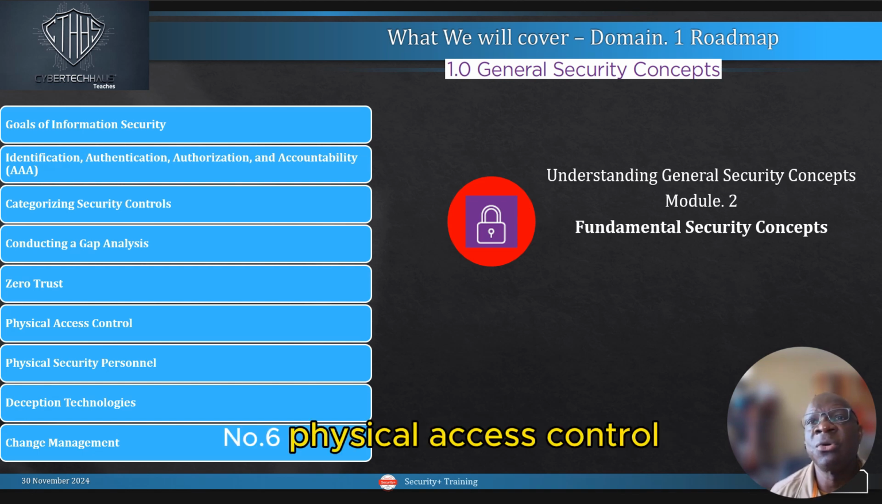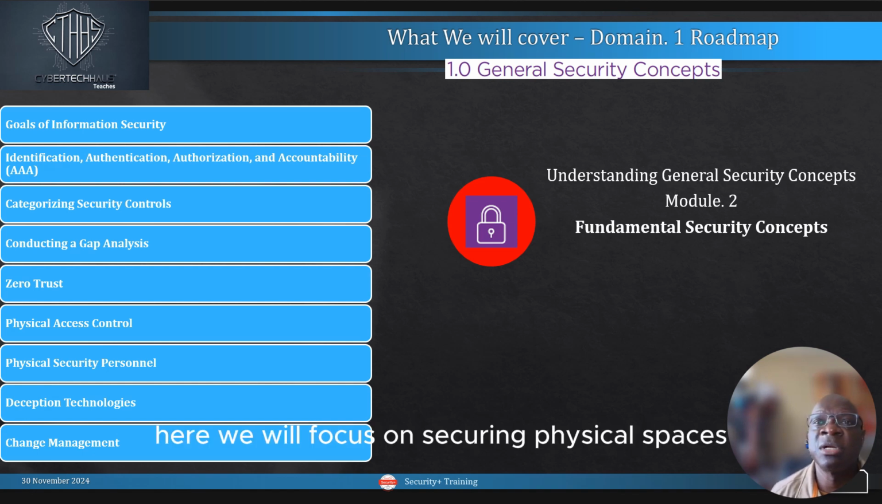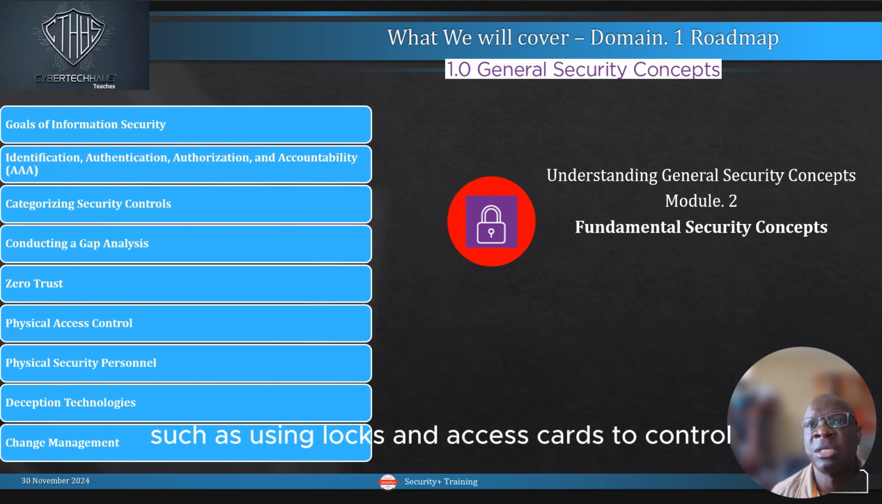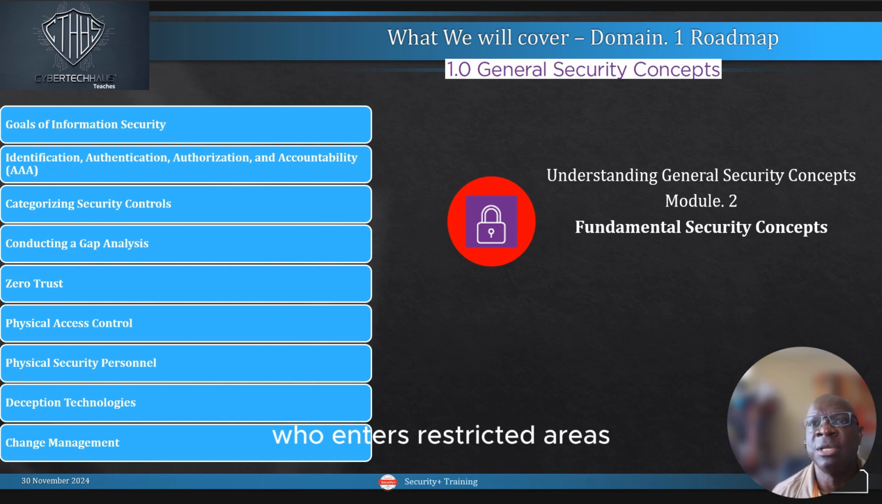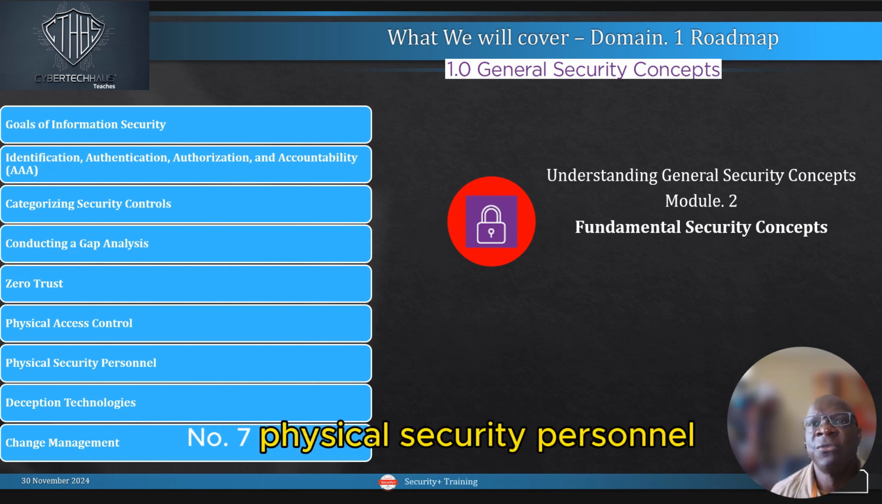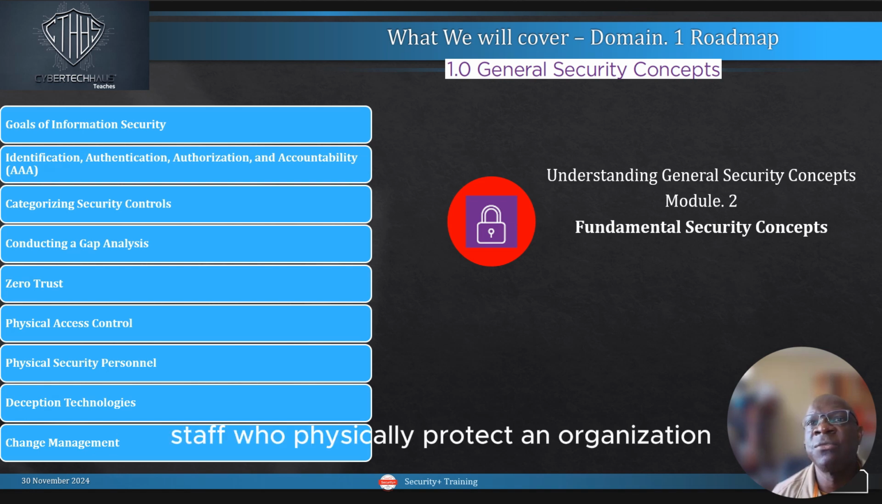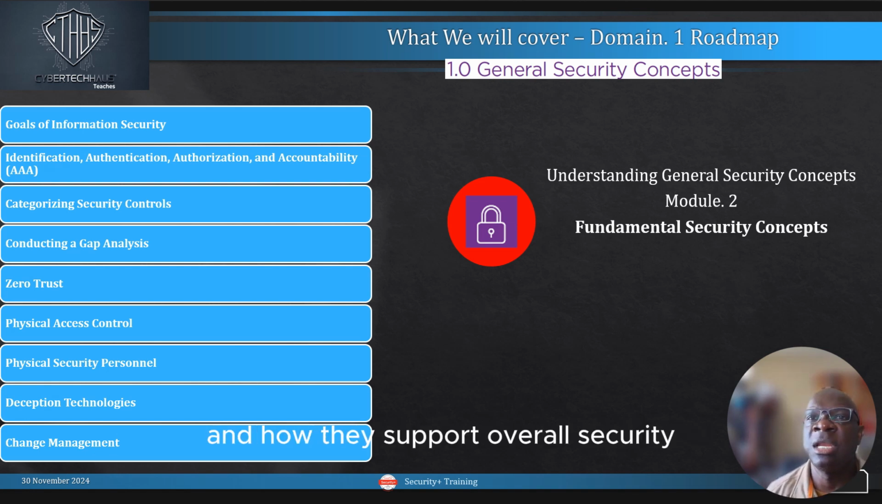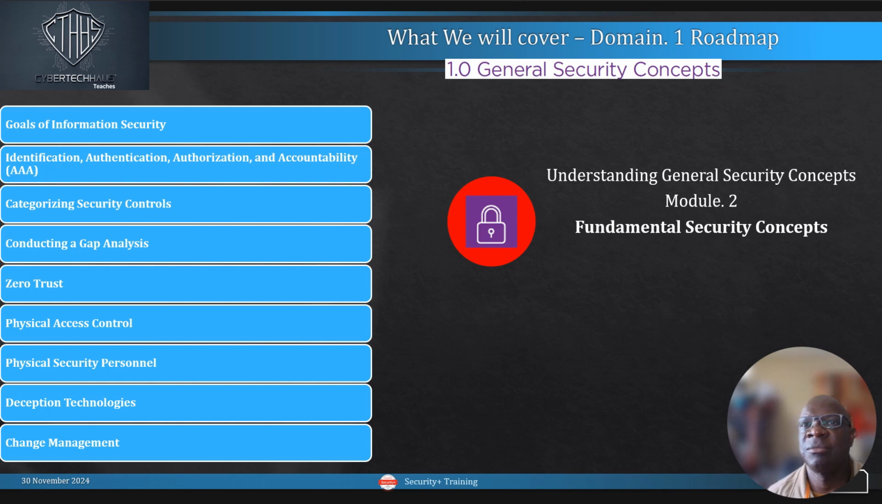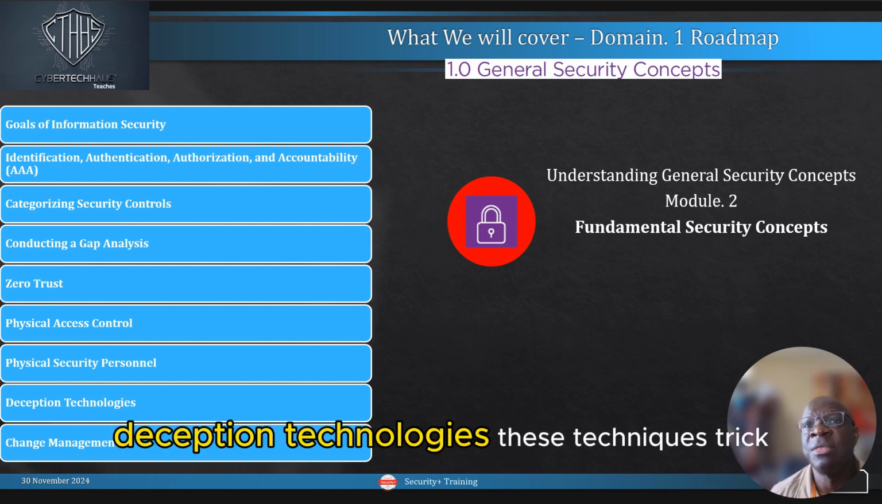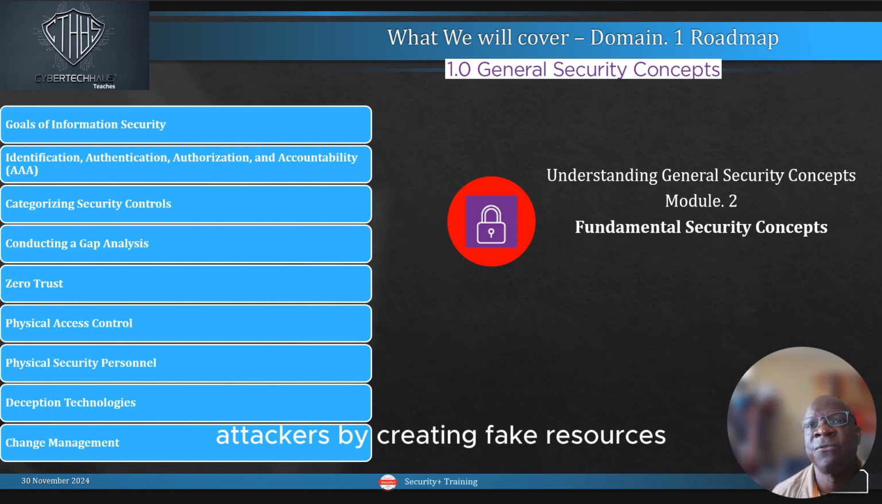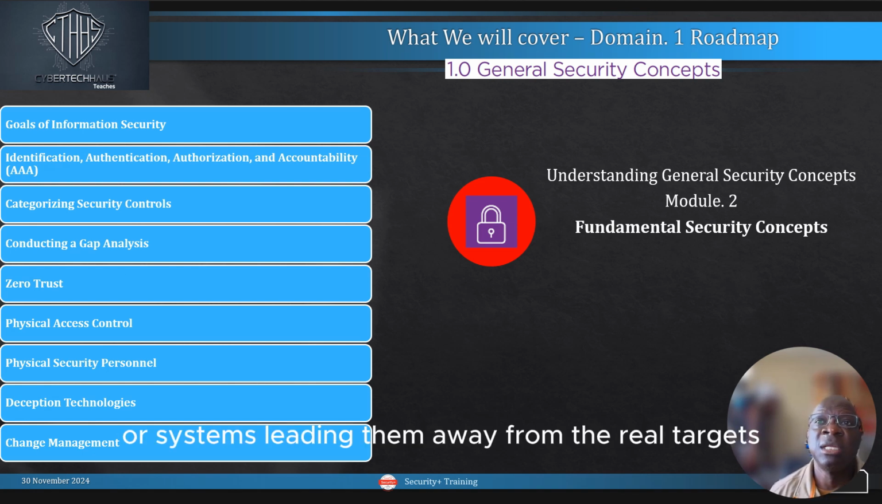Number 6, physical access control. Here we will focus on securing physical spaces, such as using locks and access cards to control who enters restricted areas. Number 7, physical security personnel. We will discuss the role of security staff who physically protect an organization and how they support overall security. Number 8, deception technologies. These techniques trick attackers by creating fake resources or systems, leading them away from the real targets.